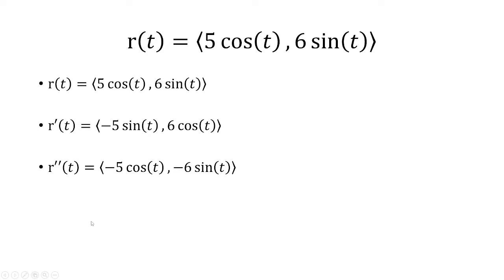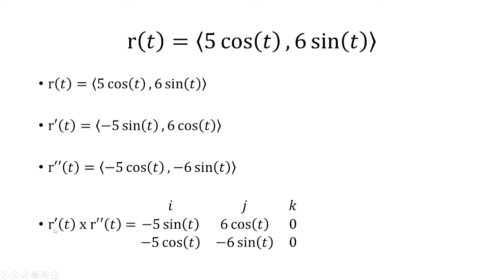Now, the second derivative is going to be negative 5 cosine of t and then negative 6 sine of t. We need these to find the cross product of r prime of t cross r double prime of t. Because it's a two-dimensional vector, we're going to let the third component be 0. And the quick way to find the determinant of this is by picking the last column to be the coefficients. So we're going to have k and then a matrix minus 0 times the determinant of a matrix, plus 0 times the determinant of another matrix.